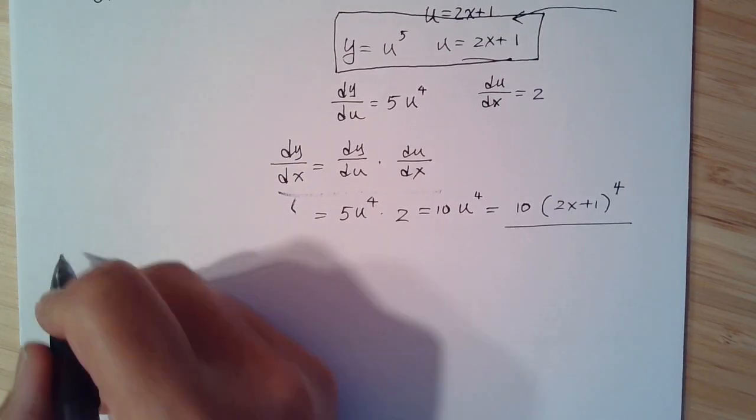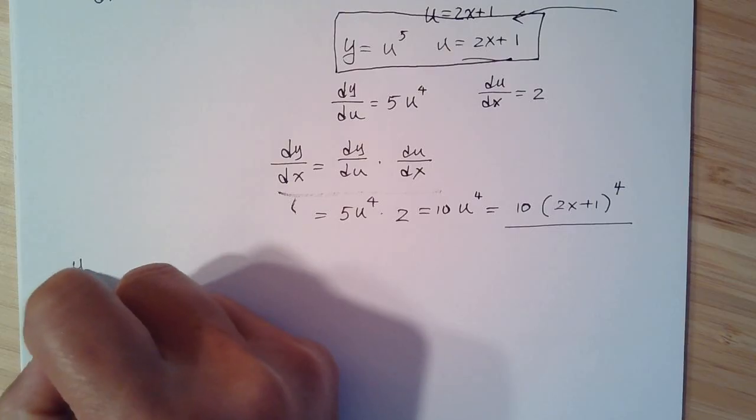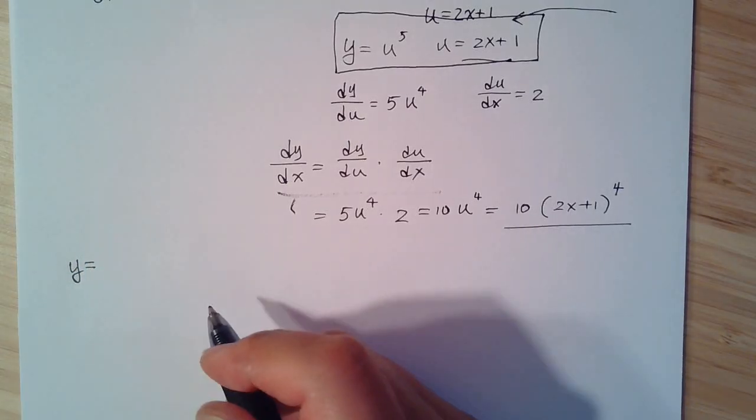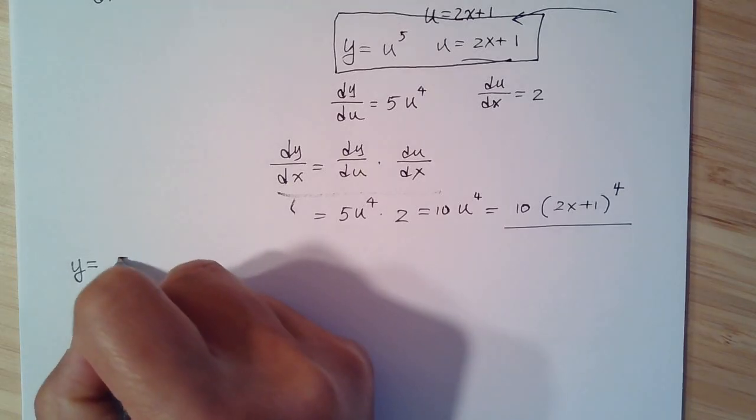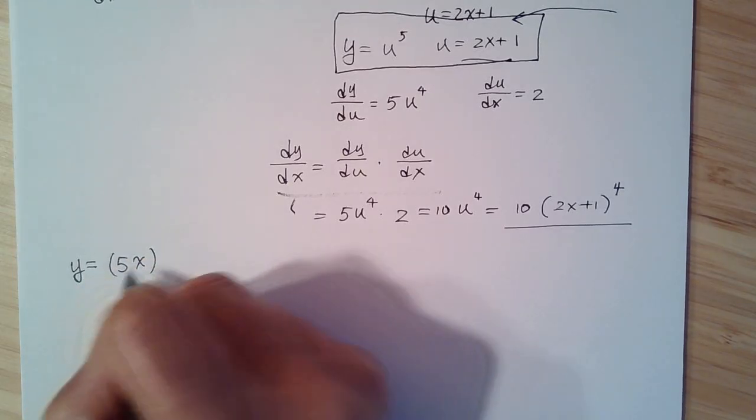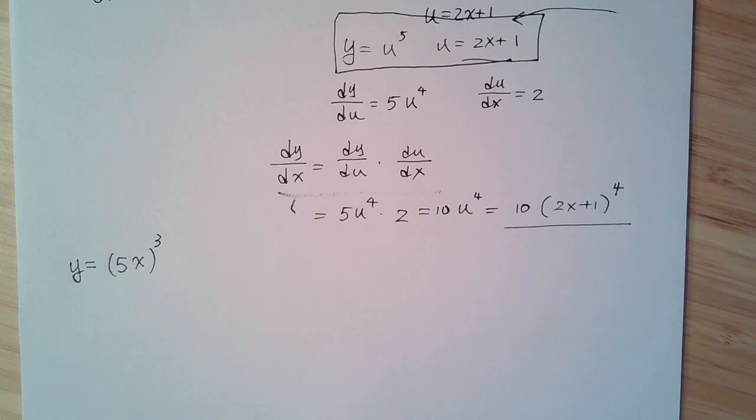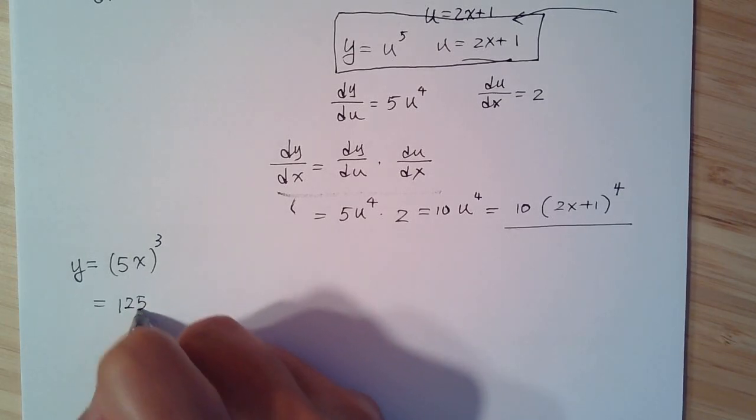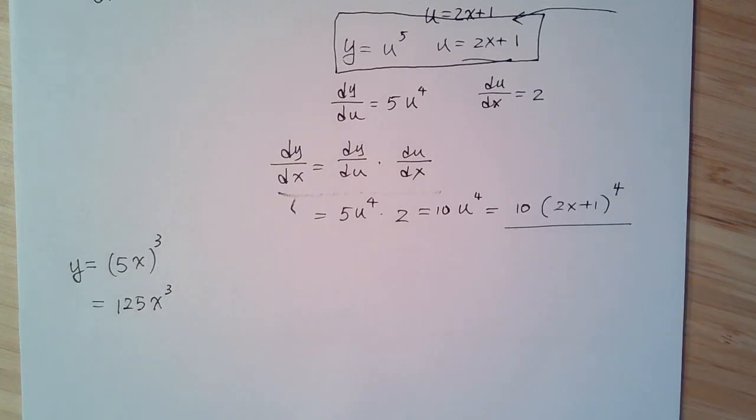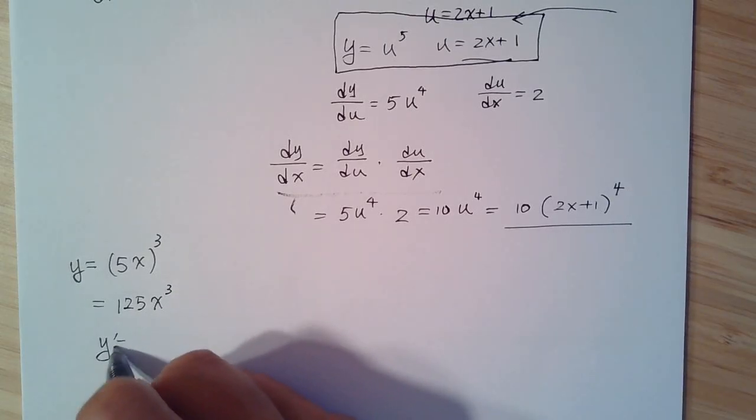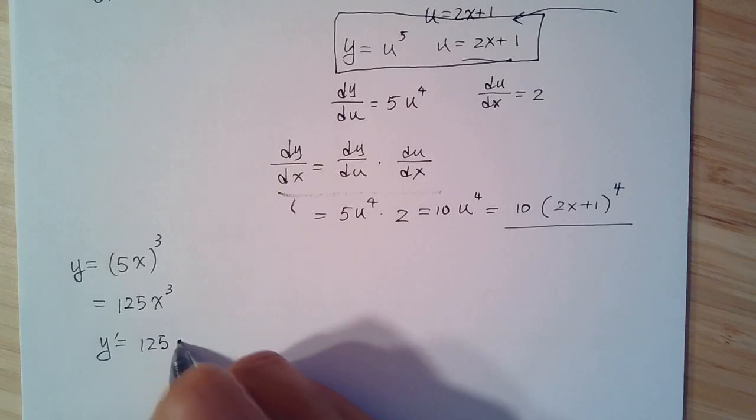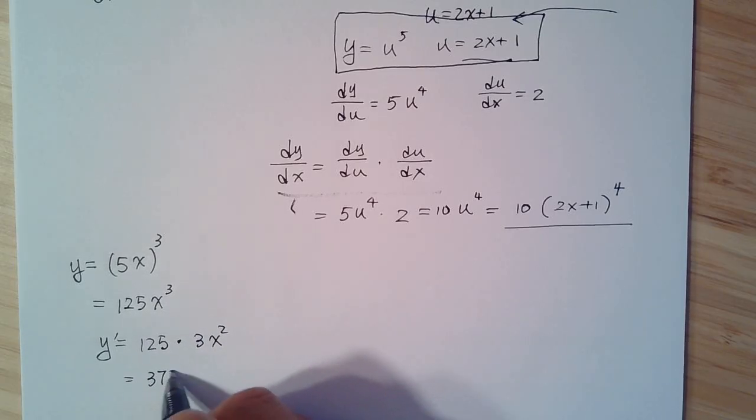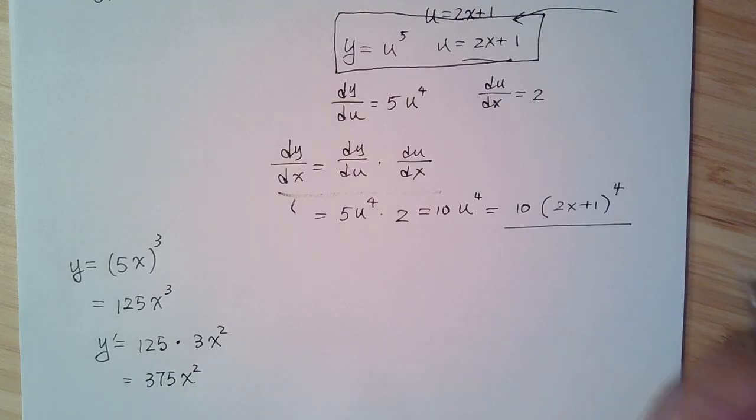Okay, so let me give you another example. Let me give you y equals 5x to the third. I will try it either way. So for the first way, I probably want to write that as 125x cubed. So y prime will be 125 times 3x squared, so that will be 375x squared. You can do that.